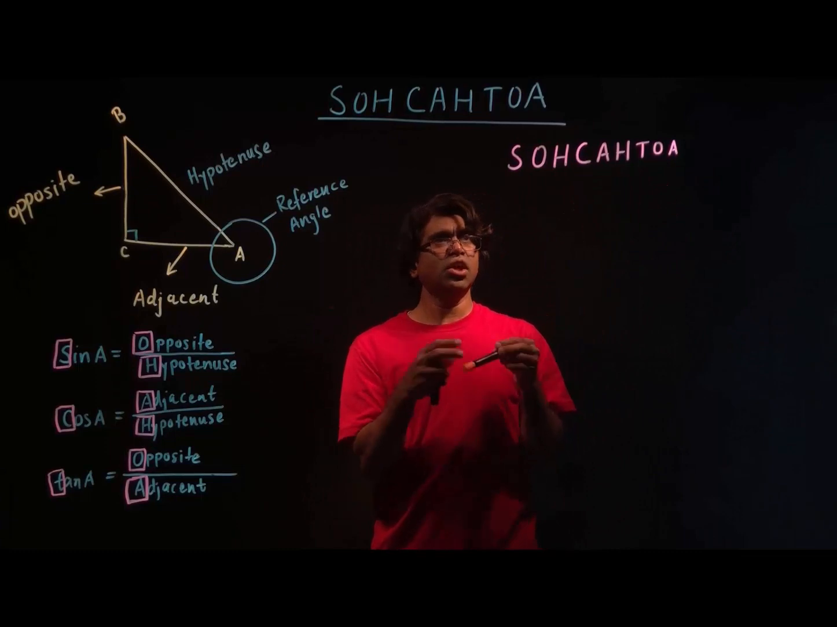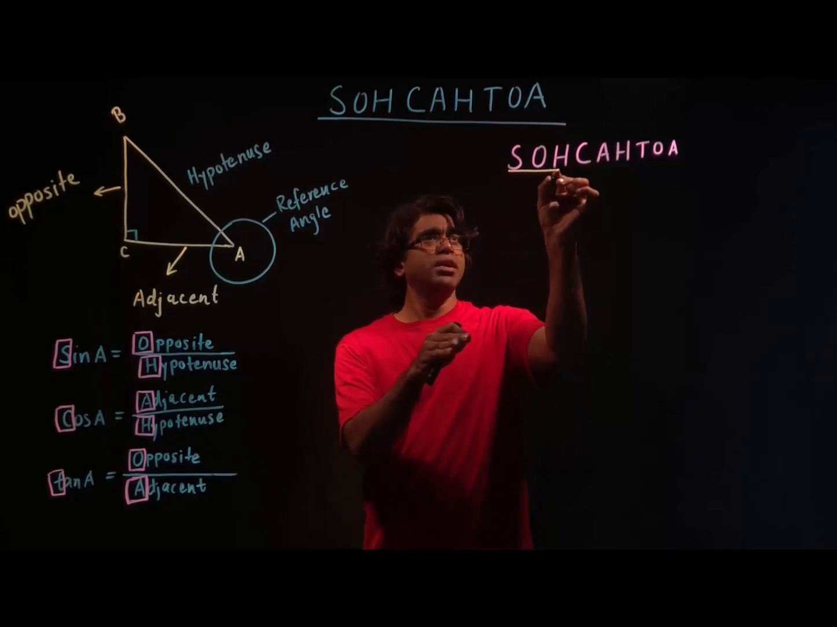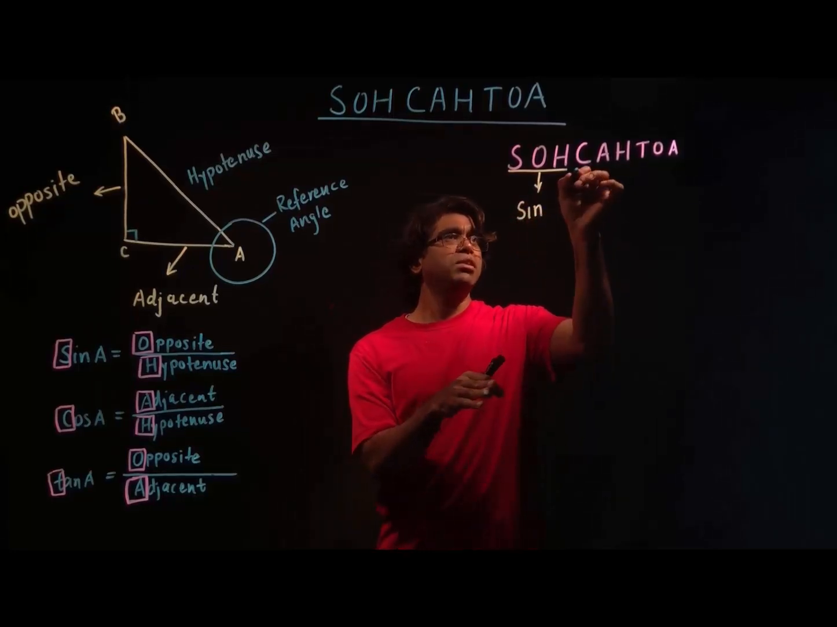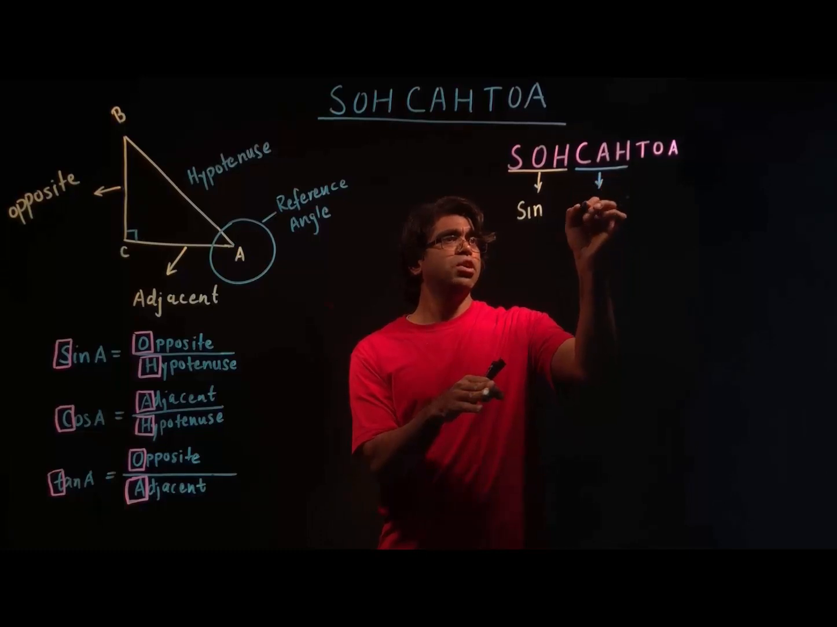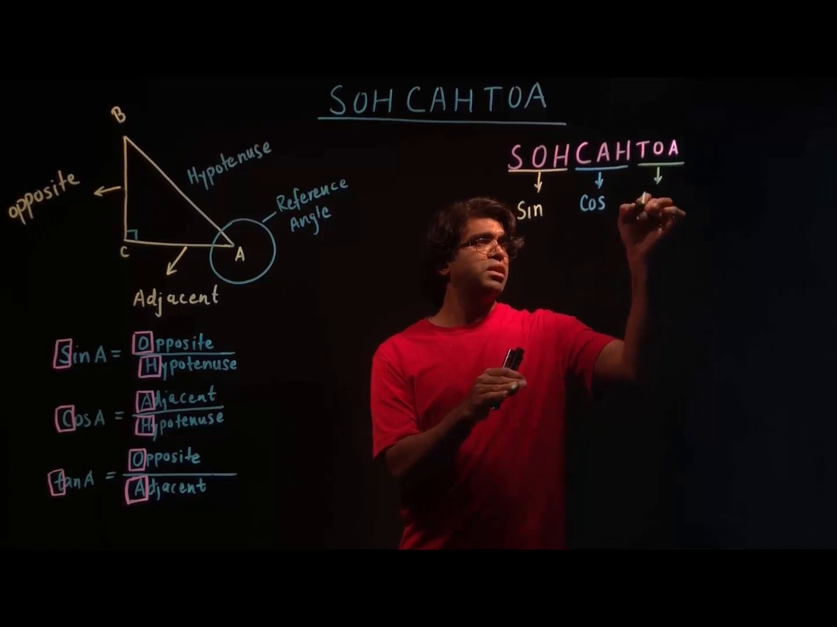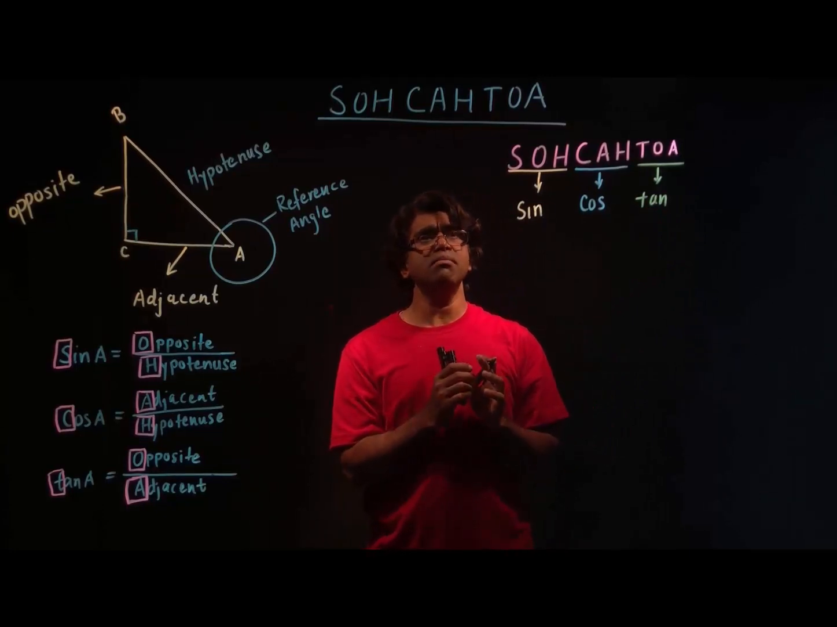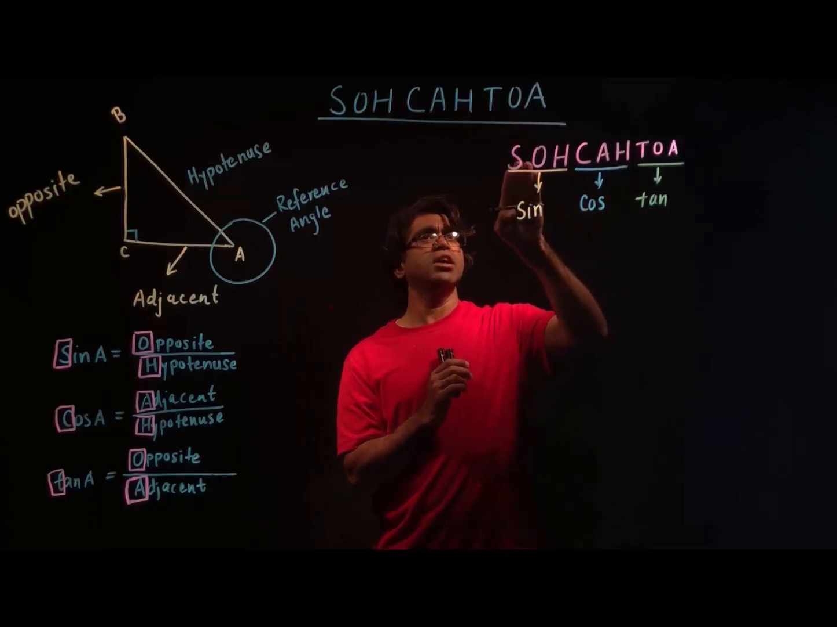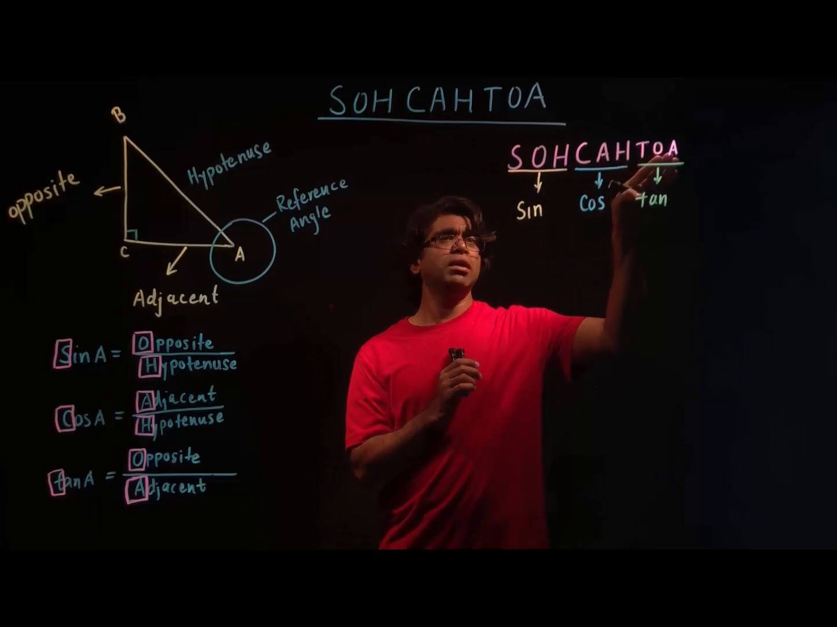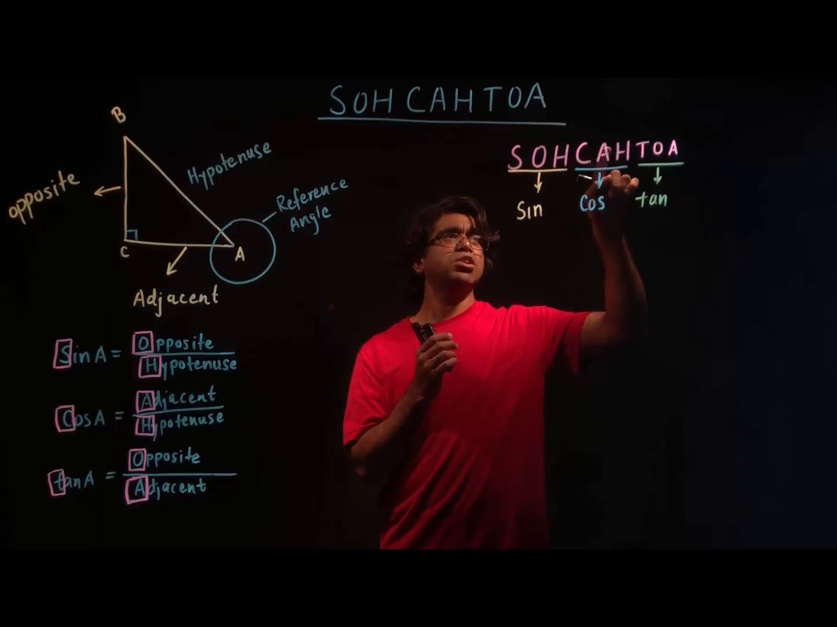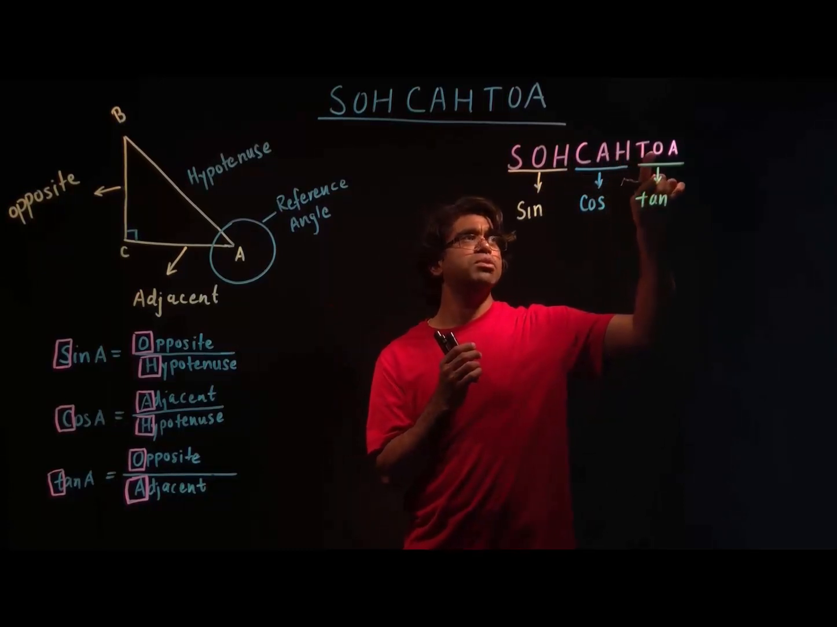The first three letters represent the sine function, the middle three represent the cosine function, and the last three represent the tangent function. This is how we will remember the basic functions sine, cosine, and tangent as SOH CAH TOA, which means sine is opposite over hypotenuse, cosine is adjacent over hypotenuse, and tangent is opposite over adjacent.